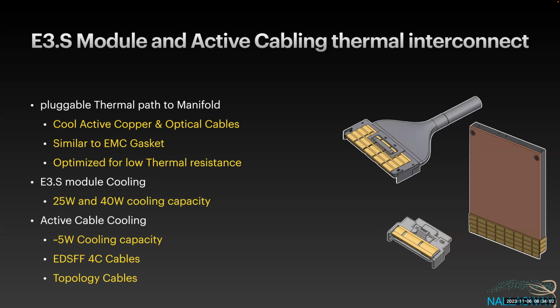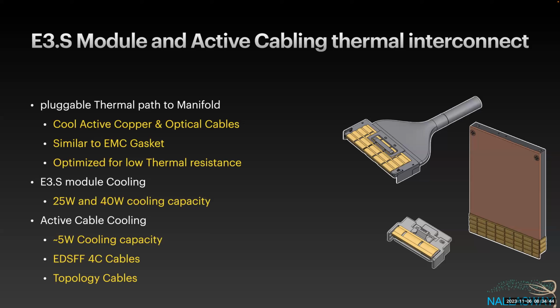But with the water cooling, I'm hoping that we can go to these much smaller connectors and actually cool them. So we need this pluggable thermal path to the manifold to cool active copper and optical cables. I've said it's similar to an EMC gasket, and we need to optimize the design for a low thermal resistance when it's plugged in. Depending on how many insertions we can do with these, it's a case of, will this need to be replaceable if you've had too many insertions or something like that? So how do we make this live over a number of insertions?